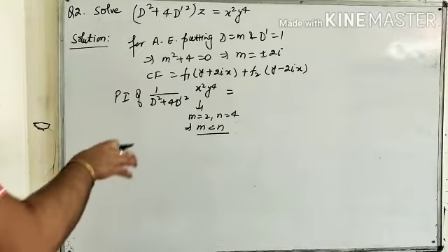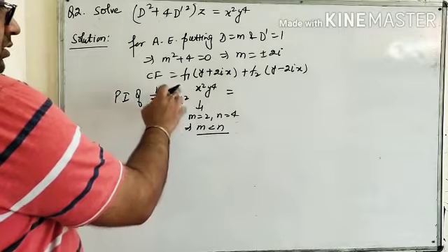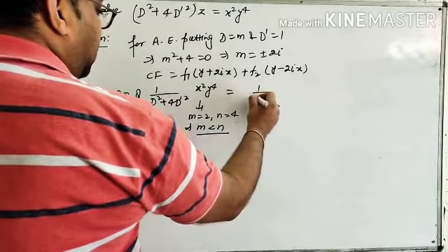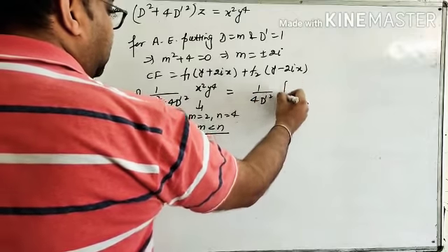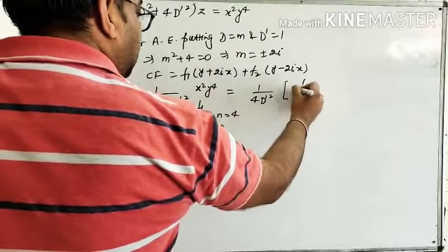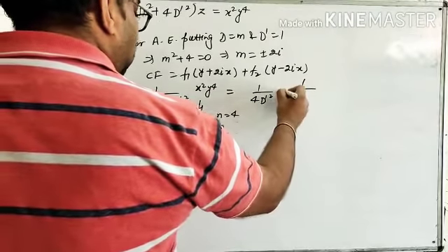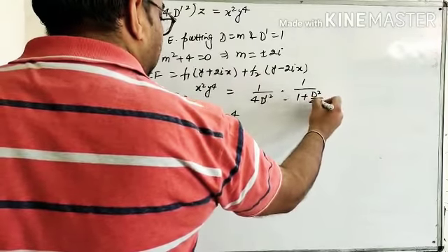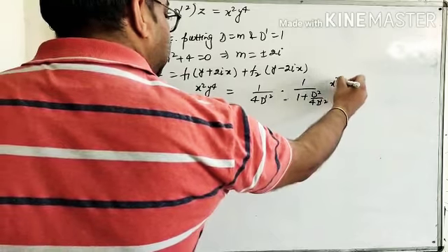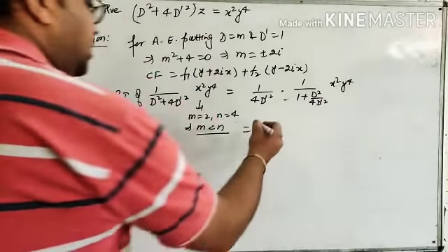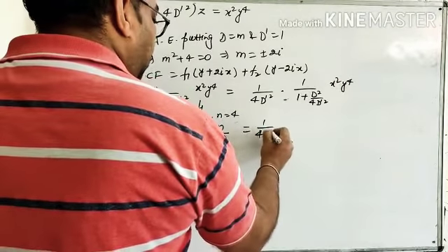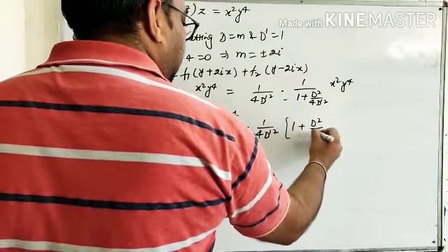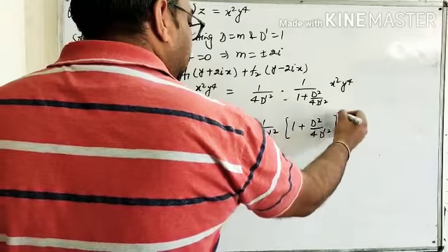So what is the highest power of D dash? That is this D dash square. So we can take common 1 upon 4 D dash square. So it will become 1 upon 4 D dash square, 1 plus D square upon 4 D dash square, inverse, x square y raised to power 4.